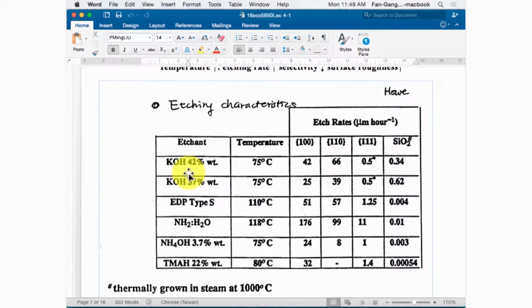For example, KOH, the most useful and the most common one. KOH can actually etch down the silicon with different etch speeds. So you can compare three different planes, 100, 110, and 111. You can find out on the 111 plane, the etch rate is quite slow, 0.5 micron per hour, quite slow. So if we don't consider it so seriously, we can omit it. Sometimes we consider it 0.